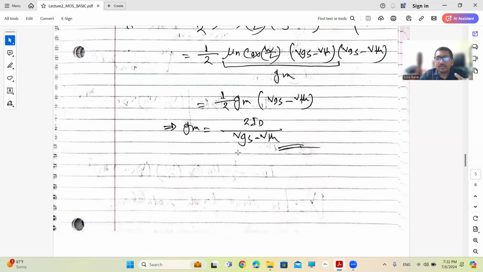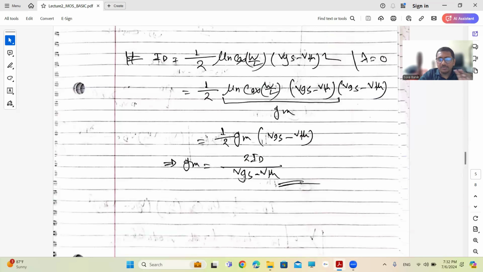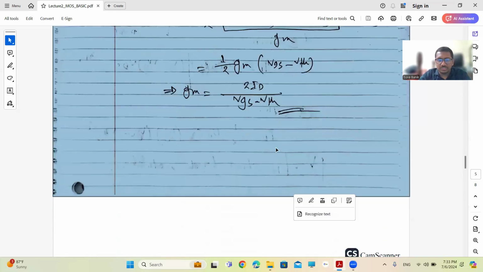I already told you why you need to find this, because without gm, if you want to increase the gain or the gain bandwidth, you need to play with gm. To play with gm, you need to know how we can increase gm, the relationship between ID and gm, and VGS. Basically, VTH is constant, right? The mu and Cox are also constant. So your tunable parameters are only W by L and VGS, right? So you can find the relationship from here.